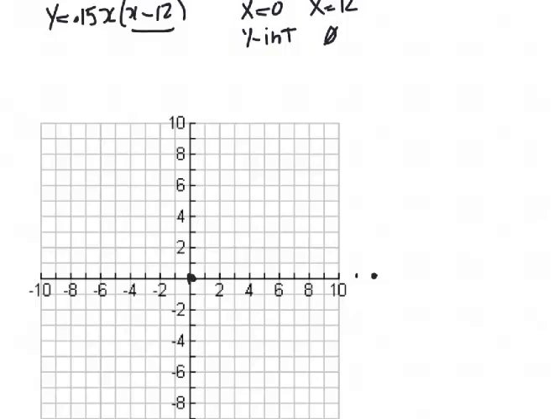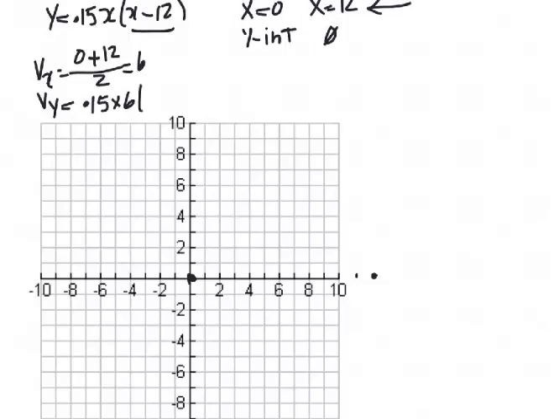The next point that we are going to find is the coordinate of the vertex. The easiest way to do this is to find the zeros, which have already been found, and then find the average. So I'm going to say v sub x is 0 plus 12 divided by 2, which is going to give me 6. Now to find the y coordinate of the vertex, I'm going to substitute it back in the equation, and I get v sub y is 0.15 times 6 times 6 minus 12.